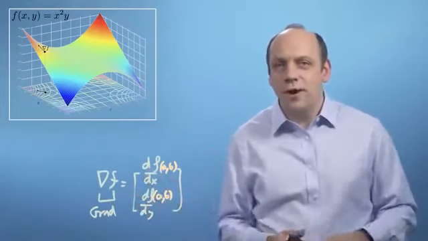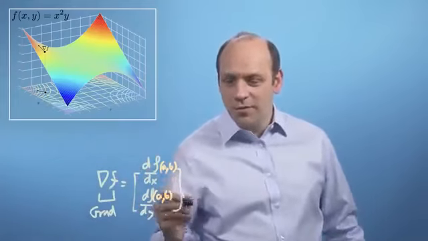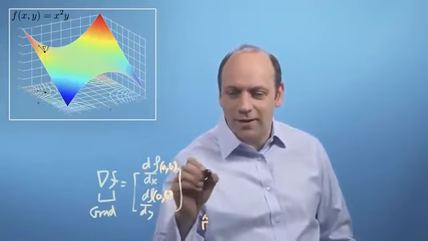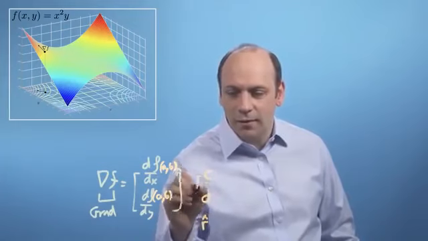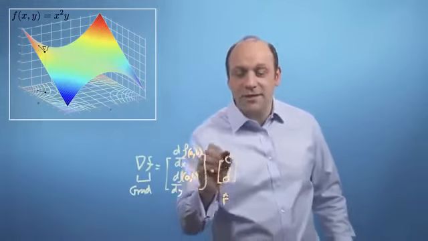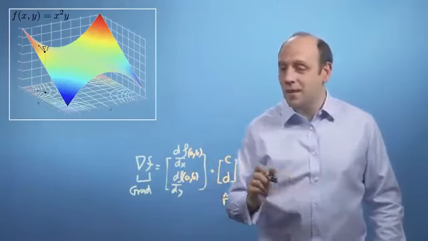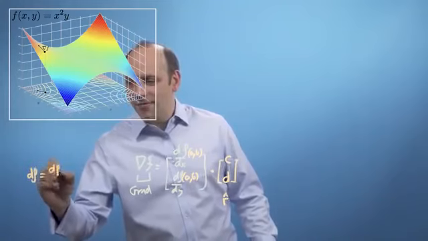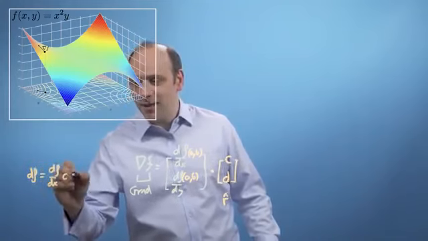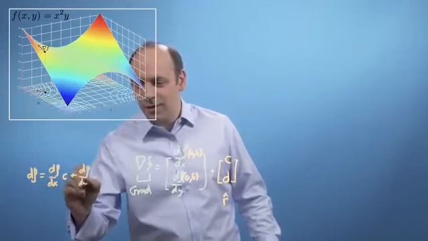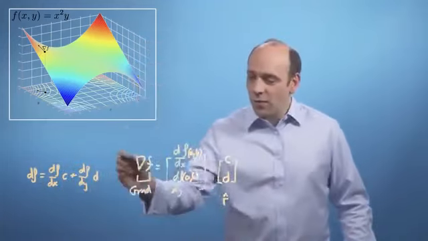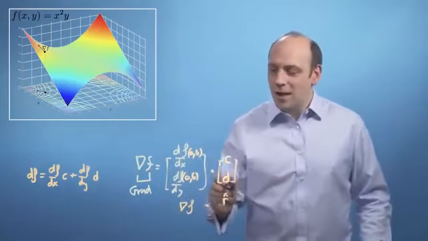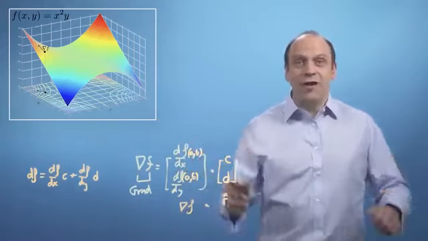So then if we want to know how much the function will change when we move along some unit vector in an arbitrary direction, we'll call that unit vector r hat, and we'll give it components c and d. So c squared plus d squared is equal to 1. So df is going to be df dx times c plus df dy times d. So what we're doing here is grad of f dotted with r hat. And we call this thing the directional gradient.